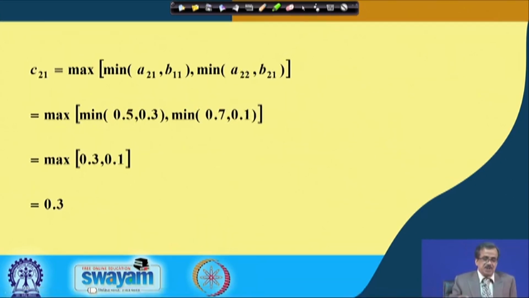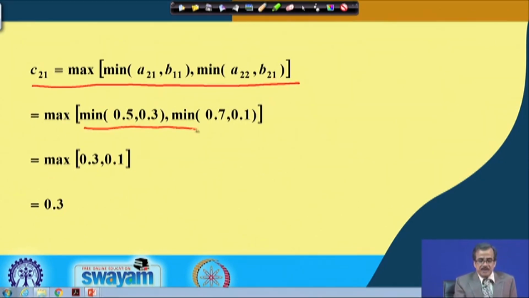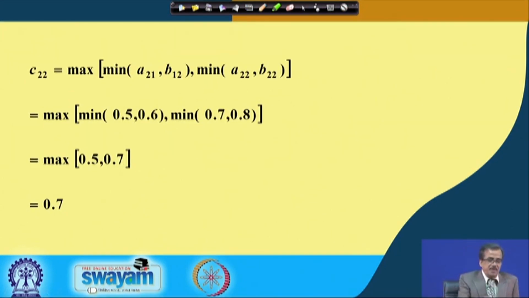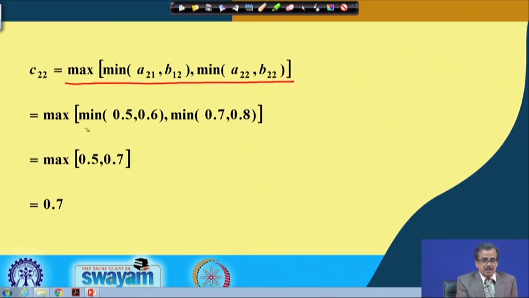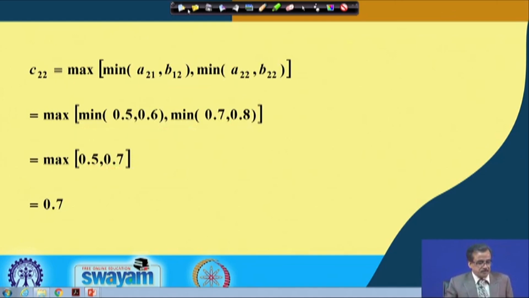Now, following the same procedure, I can also find out C21 using this particular expression, and if you insert the numerical values, I will be getting this, and I can find out the maximum between 0.3 and 0.1, and you will be getting 0.3. Then by following the same procedure, you can find out C22, which is this, and when we substitute the numerical values, we get the maximum between 0.5 and 0.7, and I will be getting 0.7.